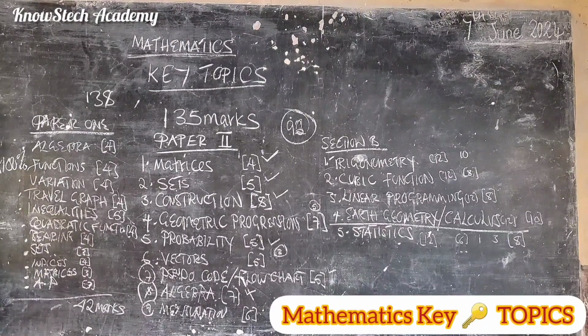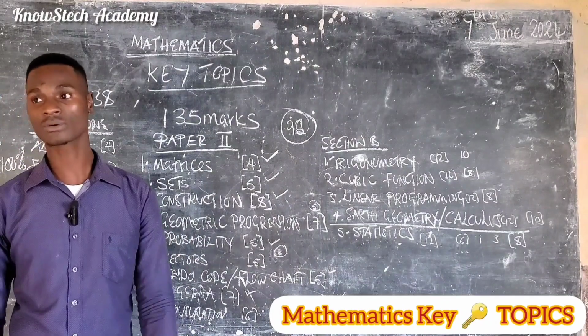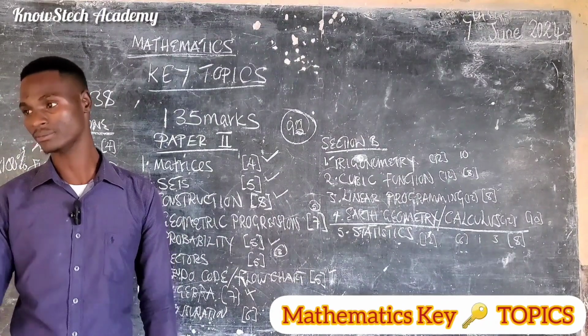So what is 76 in terms of grades? It's a 1. Which is what? A distinction.